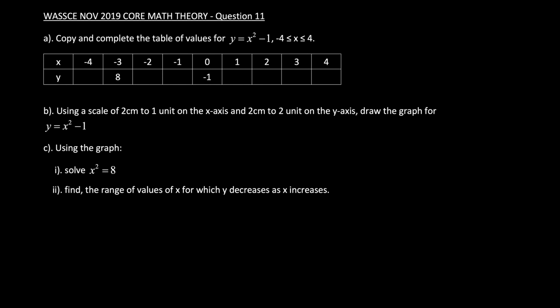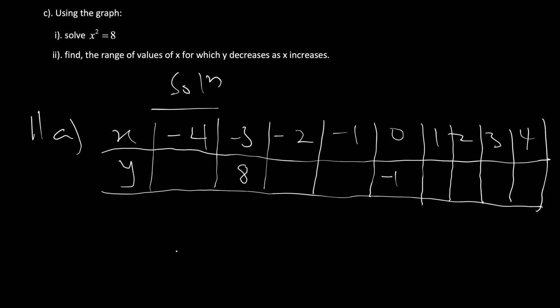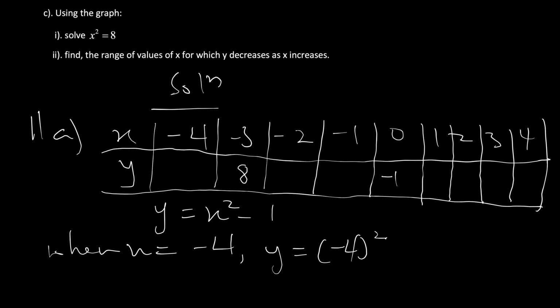So moving on to the solution of our question. Question 11a asks us to complete the table. So let's draw our table. We have x and y, -4, 3. Given the relation y is equal to x squared minus 1, when x is equal to -4, y will be equal to -4 squared minus 1, which is equal to 15. So we write 15 here.